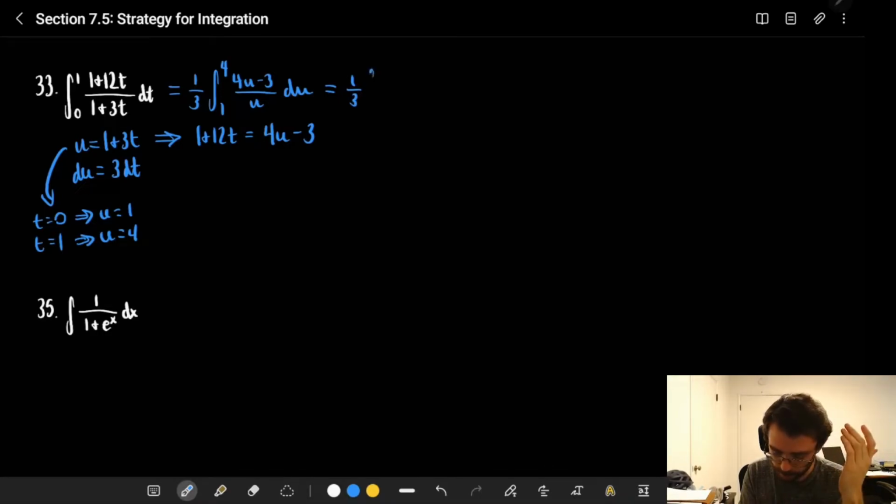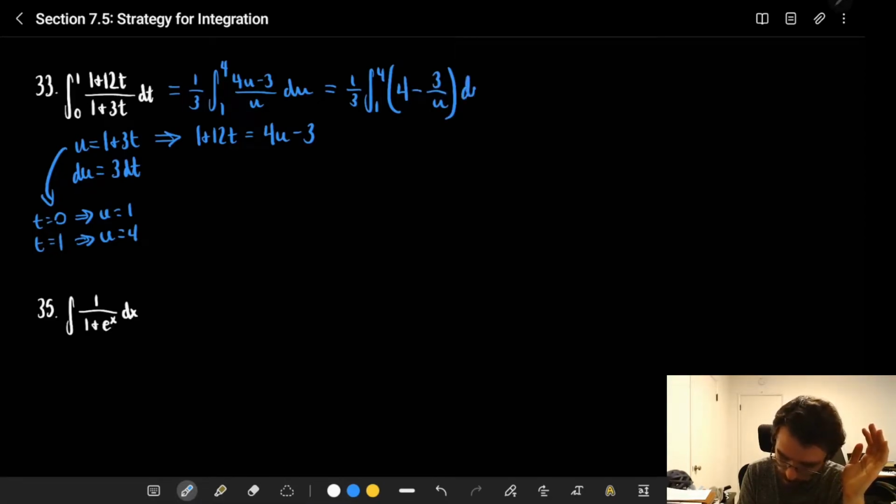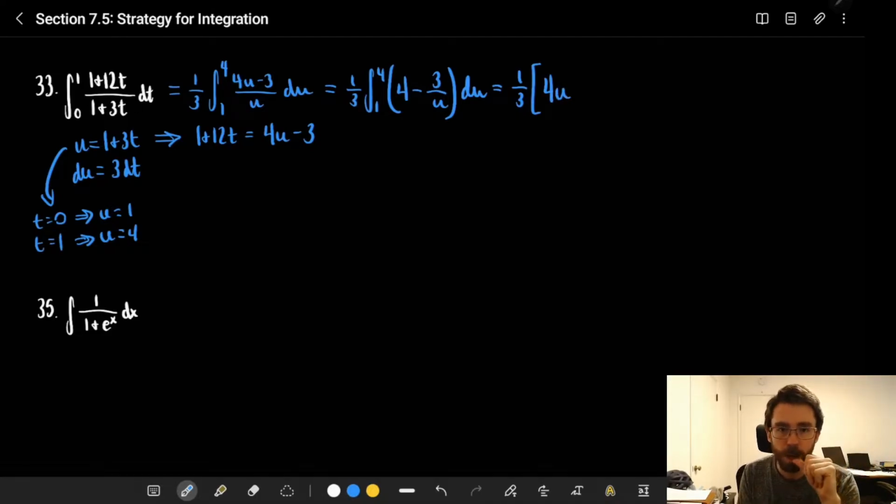Then I probably just do this. Simplify the integrand whenever you can. Split it into 2 fractions in this case. 4u over u is just 4. And then minus 3 over u. So this is 4 integrates to 4u. U is my variable. 3 over u integrates to 3 log u, log absolute value of u.